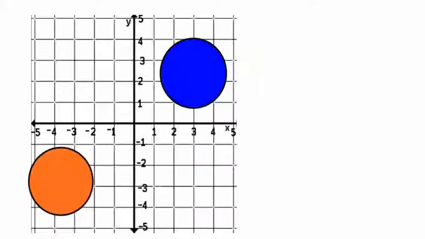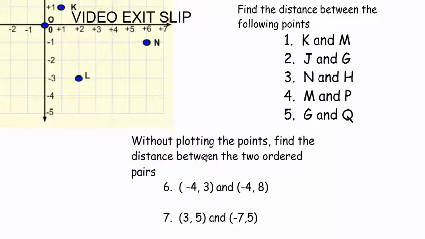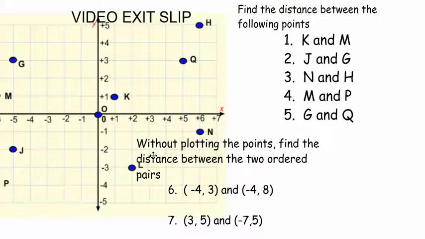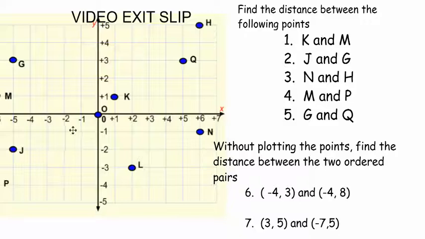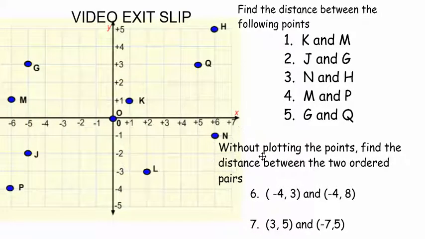All right. So you have an exit slip. I'm going to move this down so you can see it a little bit better. There's your exit slip. I'm going to be checking your answers. So you can just number your paper 1 through 5 and then 6 and 7. Let me see when you have your answers.